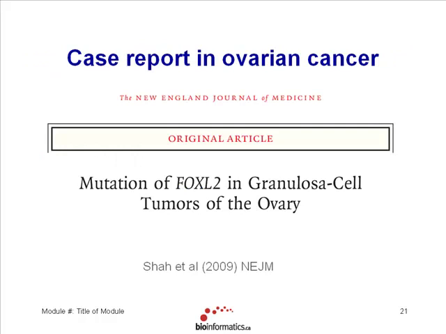So here's my hypocritical case report. This is a study I was involved in at the BC Cancer Agency. And we actually profiled, starting with 11 tumors, four of which were granulosa cell tumors in the ovary. And we discovered a mutation that was present only in granulosa cell tumors and not in the other subtypes of ovarian cancer. And this was published in the New England Journal of Medicine just a couple of weeks ago.